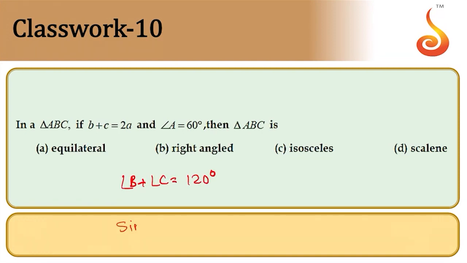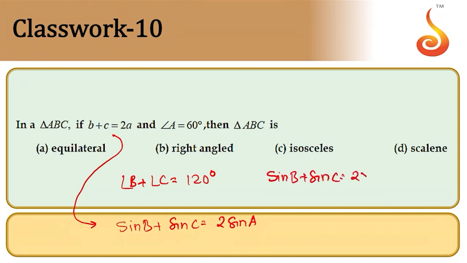So we can write sin B plus sin C is equal to 2 sin A by this formula. Okay, so by the sine rule, we will get sin B plus sin C is equal to 2 sin 60 degrees. 2 sin 60 degrees is nothing but 2 root 3 by 2. 2 and 2 will cancel. So sin B plus sin C is equal to root 3. You got it. Once we got this, I'll take the next slide.